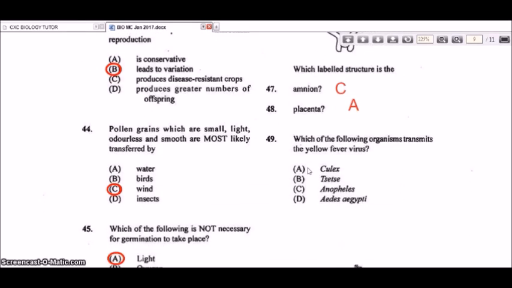Alright, 49. Which of the following organisms transmits the yellow fever virus? So one of the most popular mosquitoes, the Aedes aegypti mosquito, would be the correct answer. That is the vector for lots of various diseases: dengue, chikungunya, Zika. So D, the Aedes aegypti mosquito.